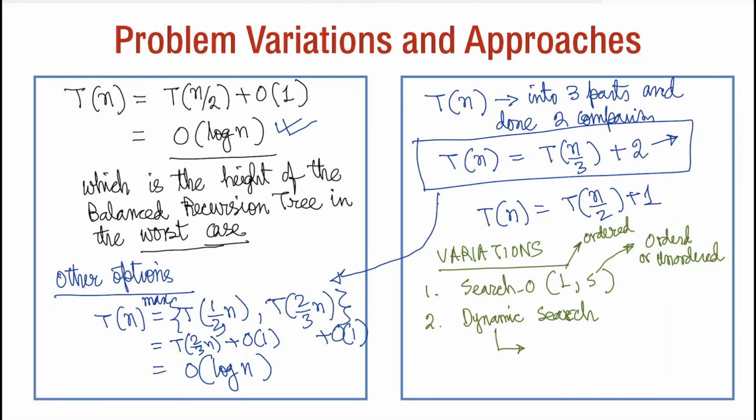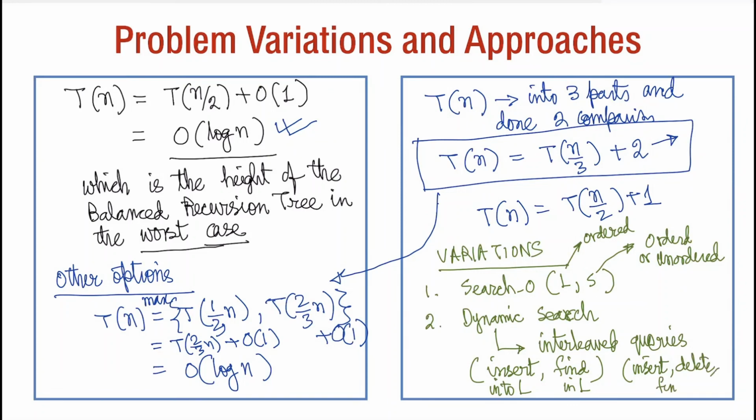Secondly, we get interleaved queries. That means we get queries where L is partially developed. We have operations like insert and find. So we will get several insert operations into L, and several find operations in L. We could also get insert, delete and find. And how do we solve these problems of searching in ordered and unordered lists?